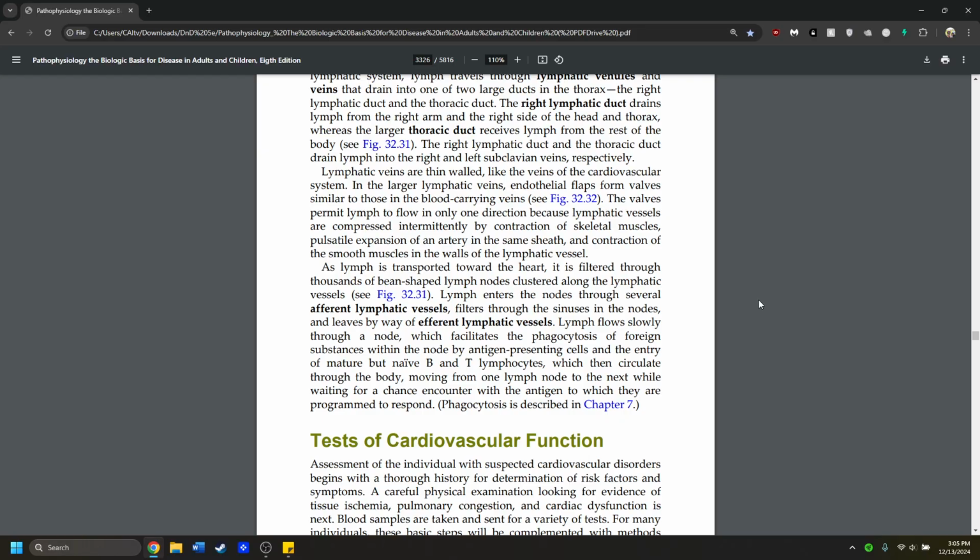Lymph enters the nodes through several afferent lymphatic vessels, filters through the sinuses in the nodes, and leaves by way of efferent lymphatic vessels.